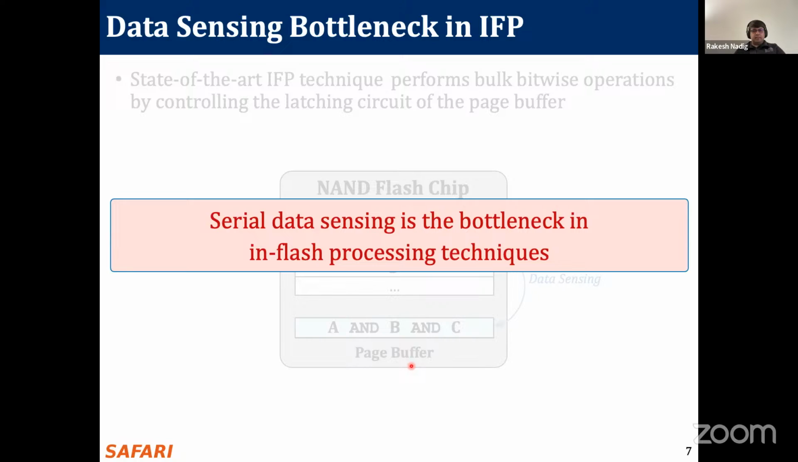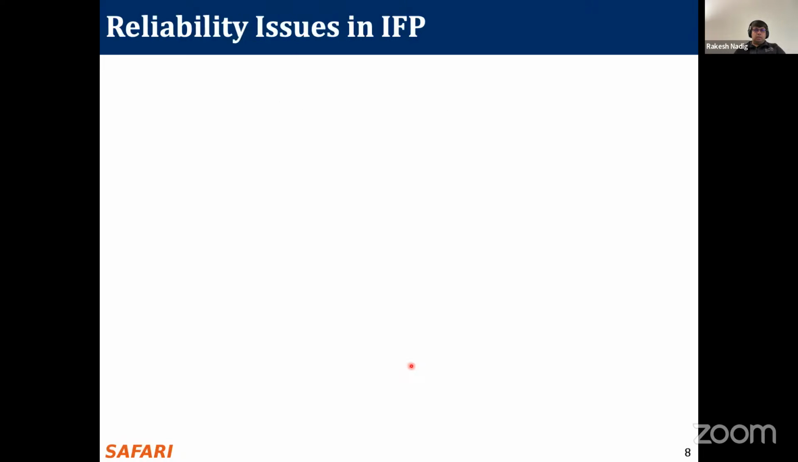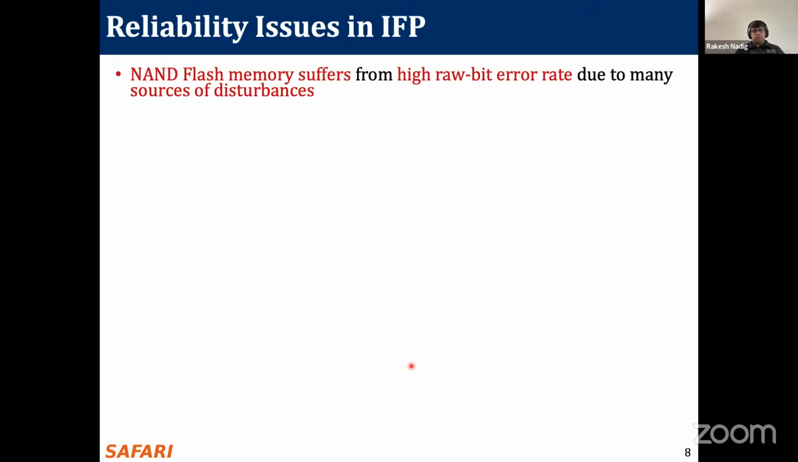So the serial data sensing is the main bottleneck which affects the performance of IFP techniques. Now, reliability is another issue that affects the current IFP techniques, and I'll tell you why. Because NAND flash memory as a substrate suffers from a very high raw bit error rate. This is because of many disturbances.